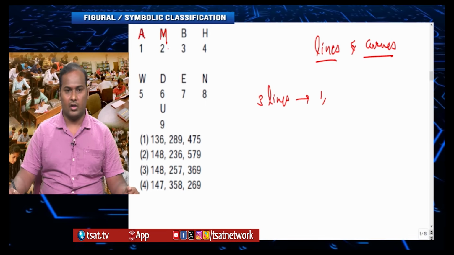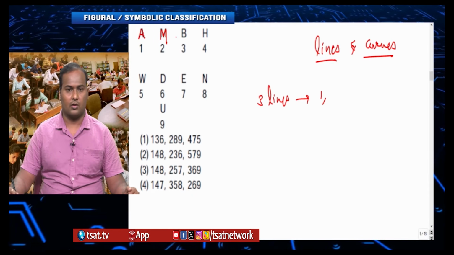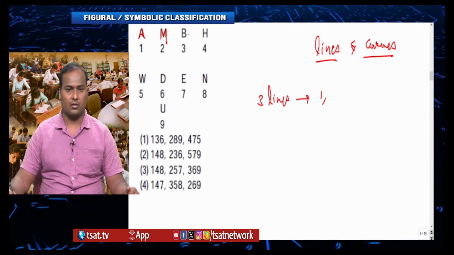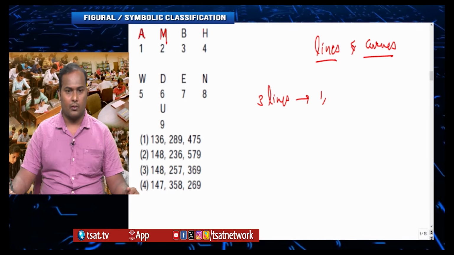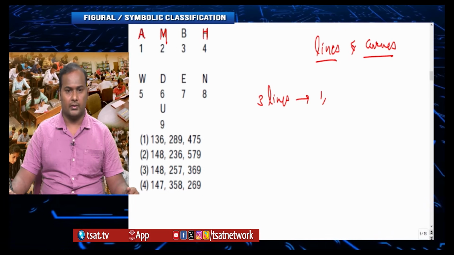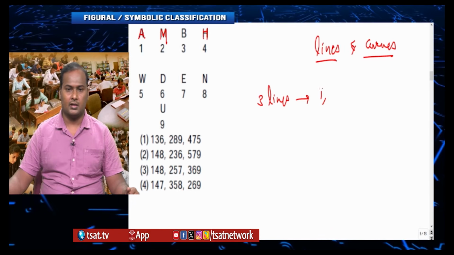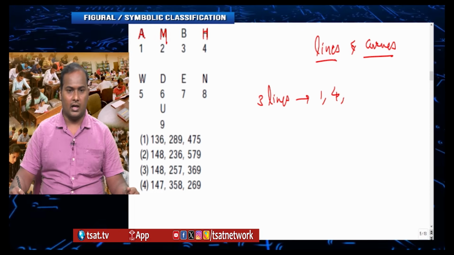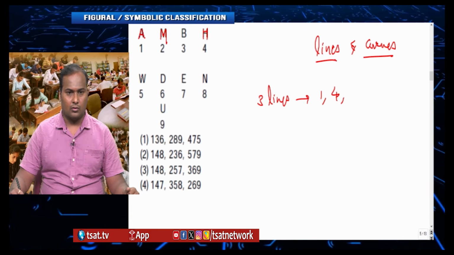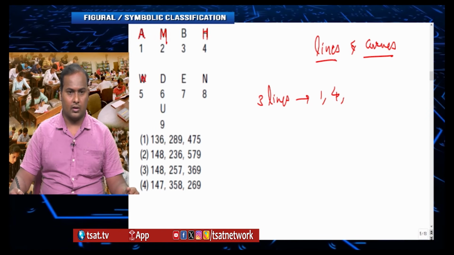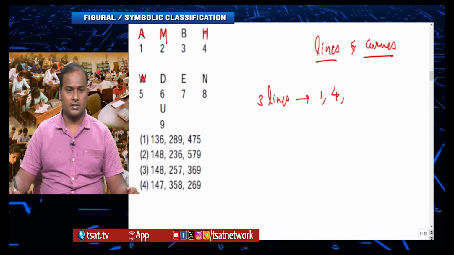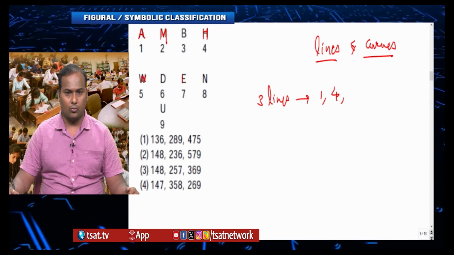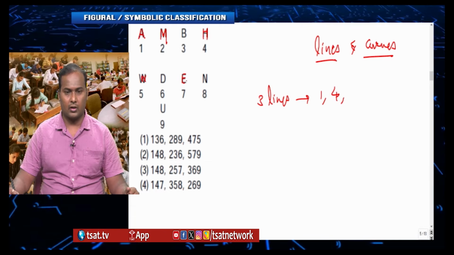Next one, M. We already know it is formed with 4 lines, so not possible. B, a curve is there, not possible. Come to H now: 1, 2, 3. So here also how many lines are we having? 3 lines. So again 4. Then W: in W also 1, 2, 3, 4 lines are there. D, a curve is there. E, again 1, 2, 3, 4 lines are there.